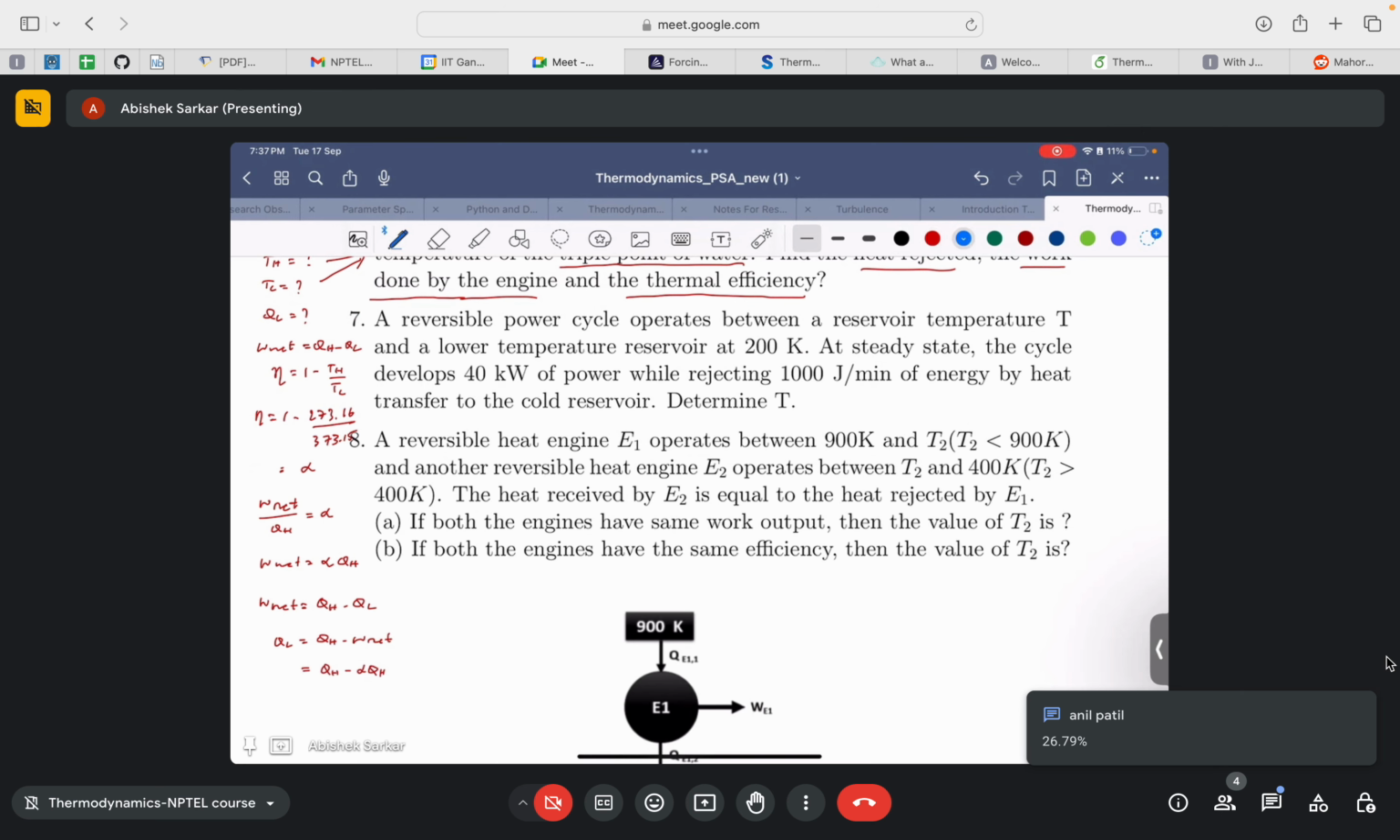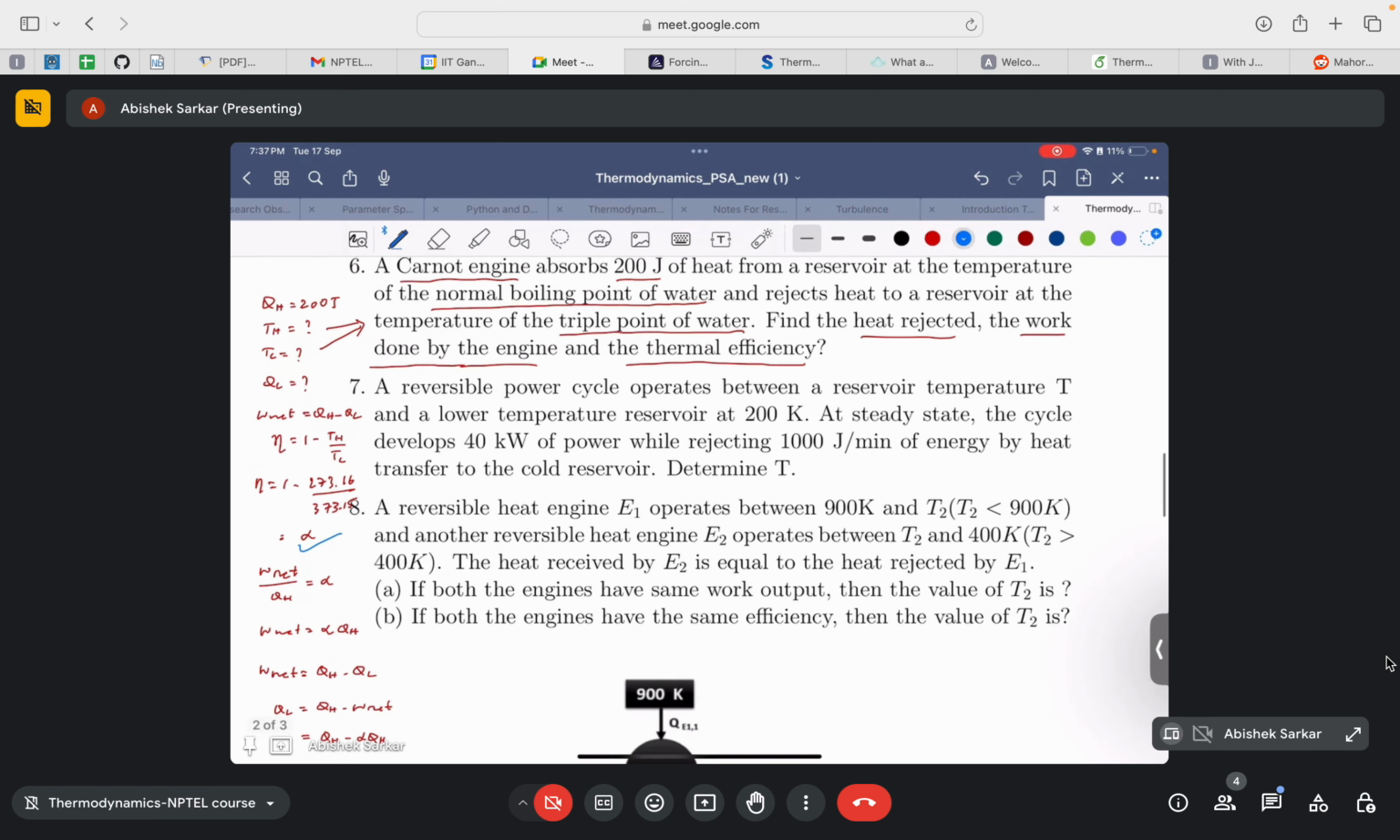26.79%, correct. Efficiency is 26.79%. So one thing is found, that is the thermal efficiency. Then the work done by the engine can be found in this manner, and the heat rejected QL can be found in this manner. Everything can be found out.